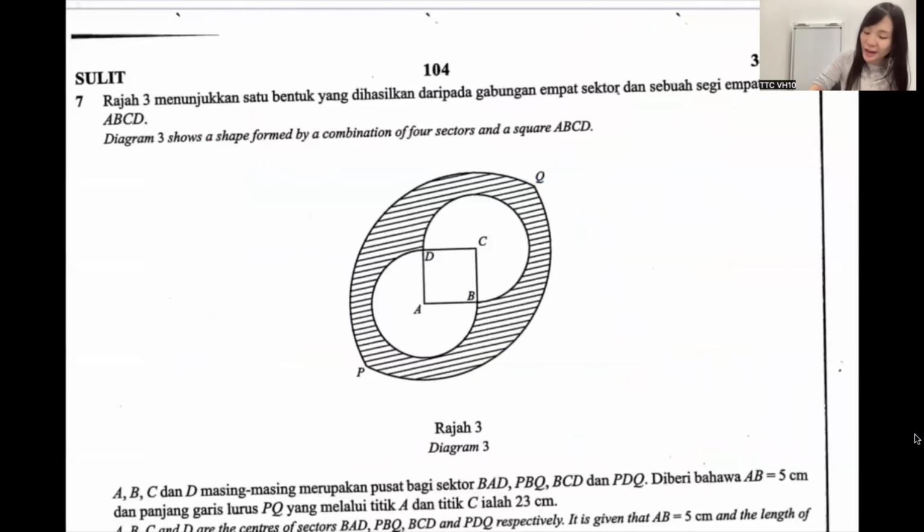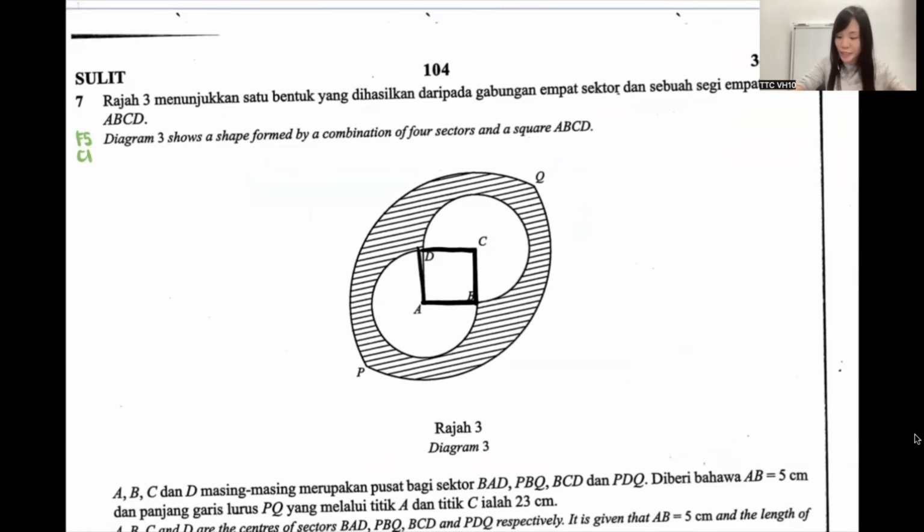Question 7. I look at it, I straight away know it's one of your favorite chapters. Form 5, chapter 1. What is that chapter called? Circular measure. They say, diagram 3 shows a shape formed by a combination of 4 sectors with a square ABCD. Sometimes the shape is very complicated. You better look carefully, okay? First, they say there's a square. I think all of you guys can see the square.